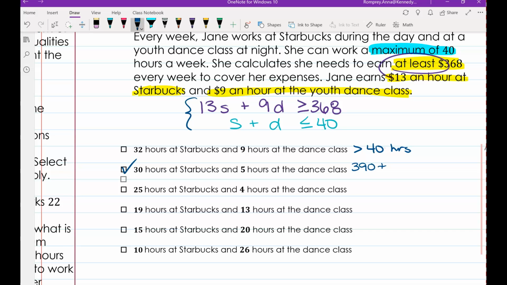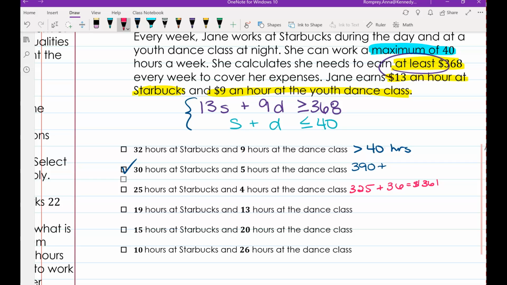This next one. 25 hours at Starbucks, 4 hours at the dance class. Okay, so she's under her 40 hours. 25 hours at $13 gives us $325, plus 4 hours at dance class. What is that, $9 each? So plus another $36. Uh-oh. Is that going to be enough? Add those up. Nope. She only makes $361 that week, so that would not be a good combination.